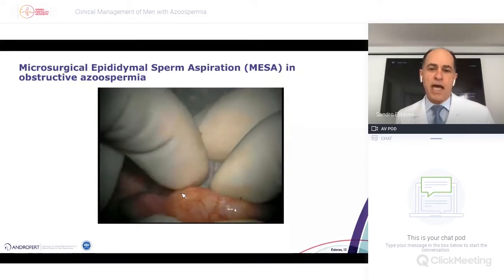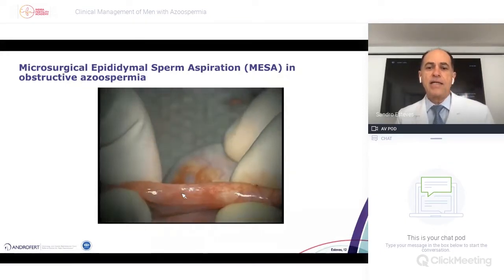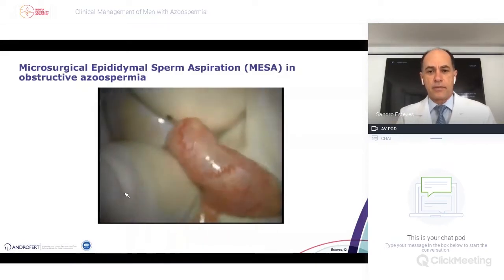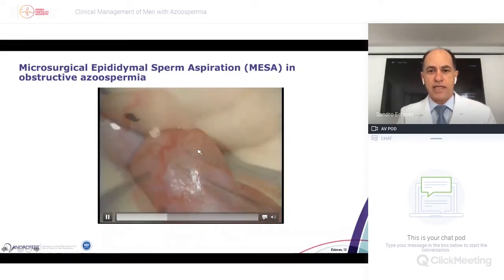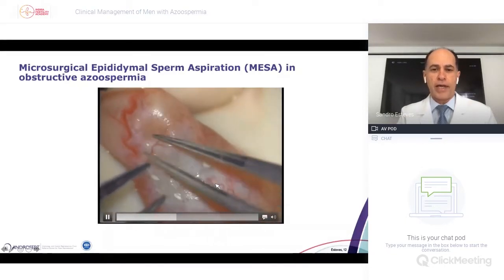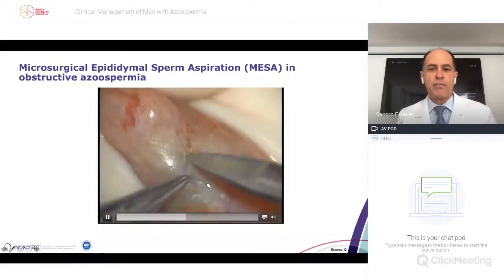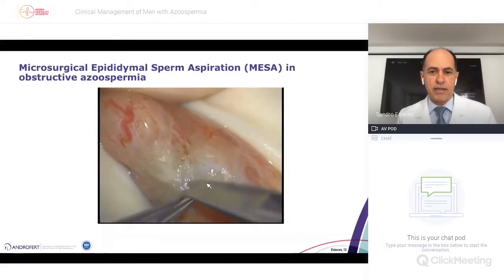And in this video, you see that now I'm palpating the epididymis, and I can easily identify with the microscope the enlarged epididymal tubule. So you can see the enlarged epididymal tubule. We use the bipolar cautery to make a avascular plane in the epididymal tunica.